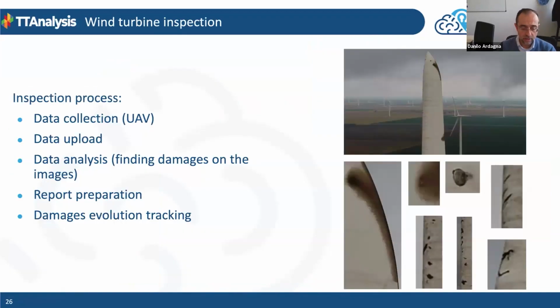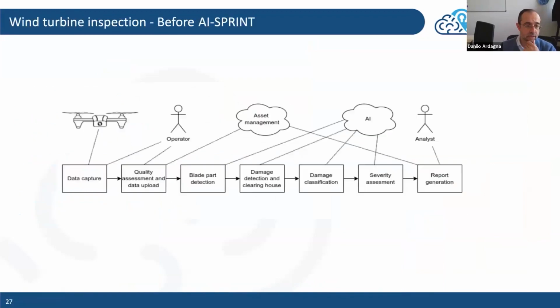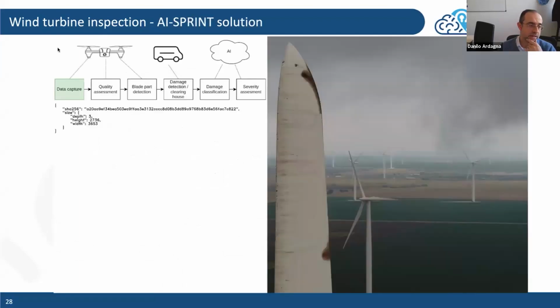Then moving to the drone. They have a complex pipeline that starts with a quality assessment of the images taken. In the very beginning, they didn't have any automated solution, so the operator had to check the quality of the pictures taken by the drone, and this pipeline was run all in the cloud. Today, vice versa, the data capture, the quality assessment, and the blade part detection run directly on the drone. These are examples of the pictures taken.